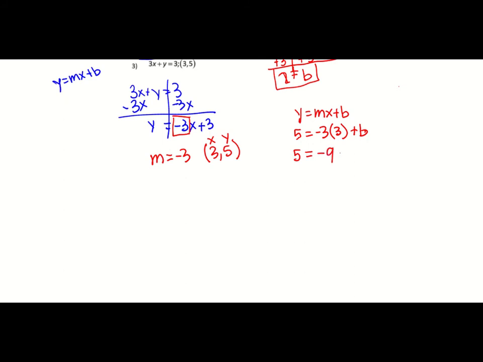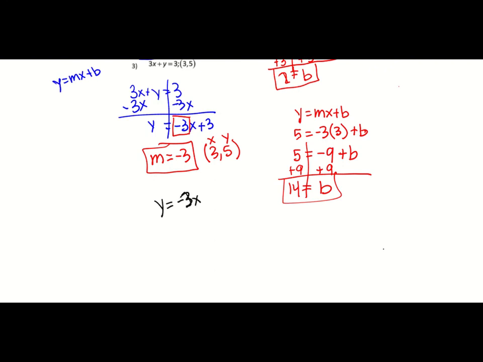Negative 3 times 3 is negative 9. And I add 9 to both sides of my equation. I get 14 is equal to b. Now I have my b and my m. My final equation is y equals negative 3x plus 14.